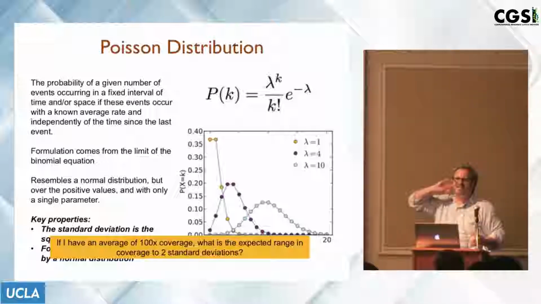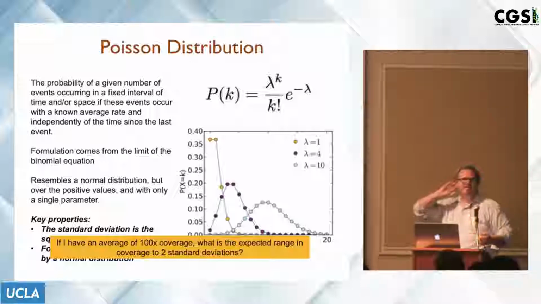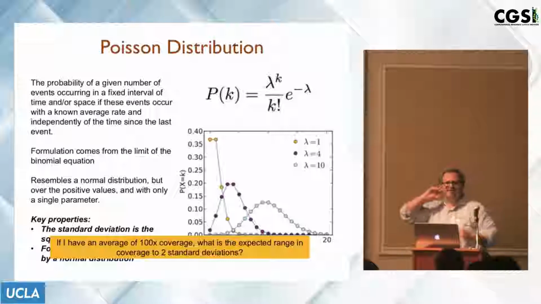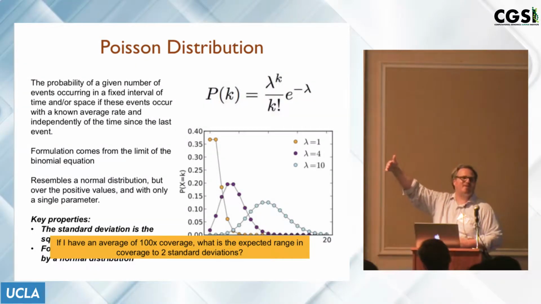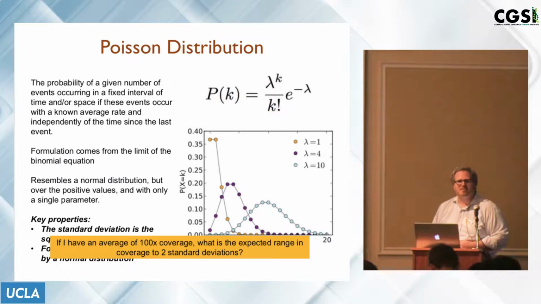Oh, come on. Standard deviation on 100x in a Poisson: the square root of 100 is 10. Okay, I know it's right after lunch. So we expect there to be about 80x coverage to 120x coverage, right? Just based on that Poisson distribution having sort of a fixed parameter there.